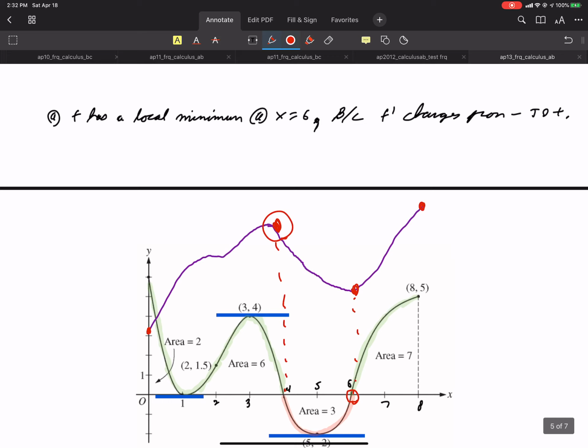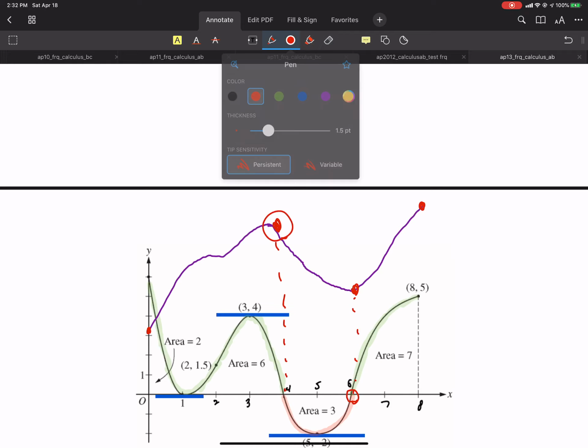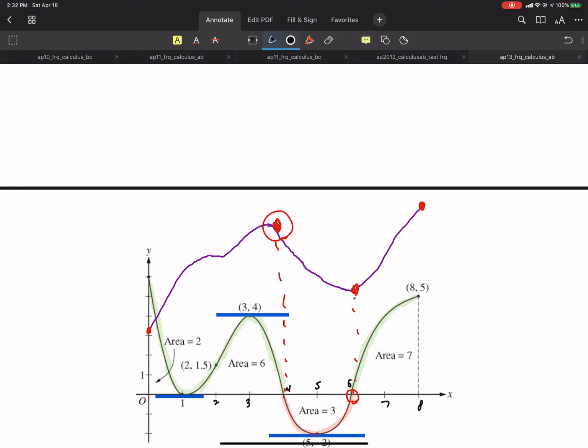So what I'm going to do, I'm going to erase all of this because I already did that. And let's just write right up here what we're going to do. So first, you want to find the critical points. What are critical points? It's where the derivative is 0. So I'm going to say f prime of x equals 0 at x equals 4 and 6. Those are the critical points.